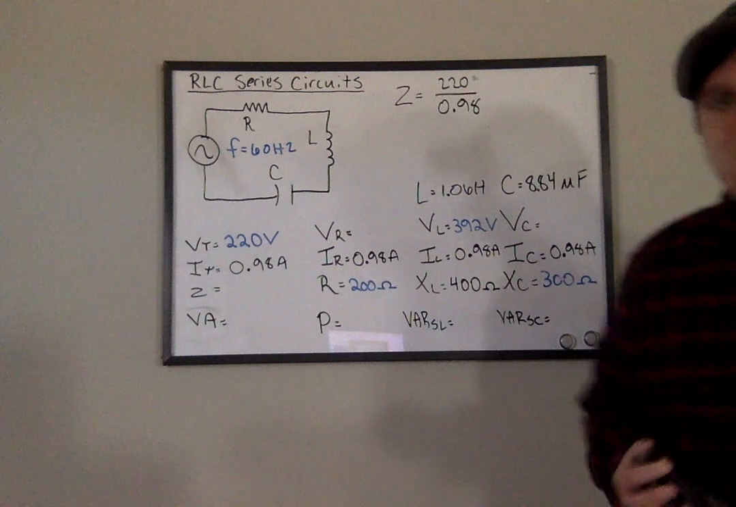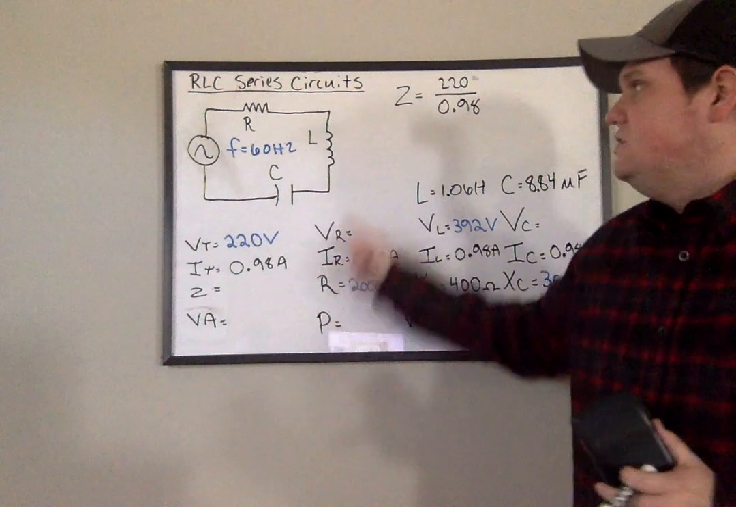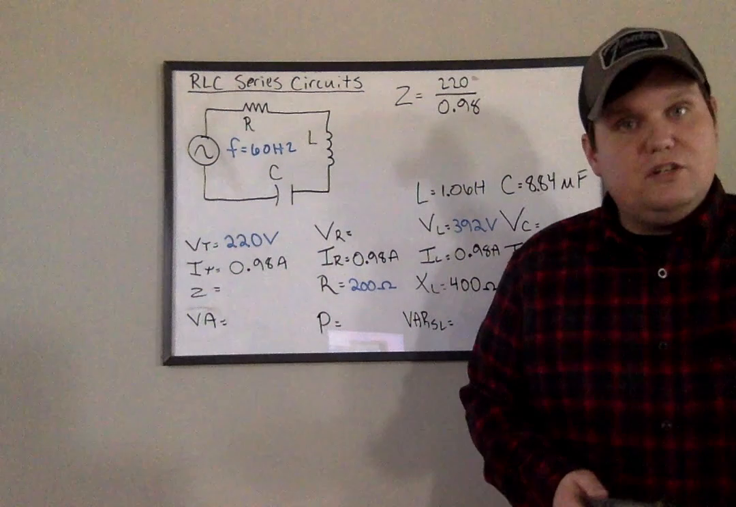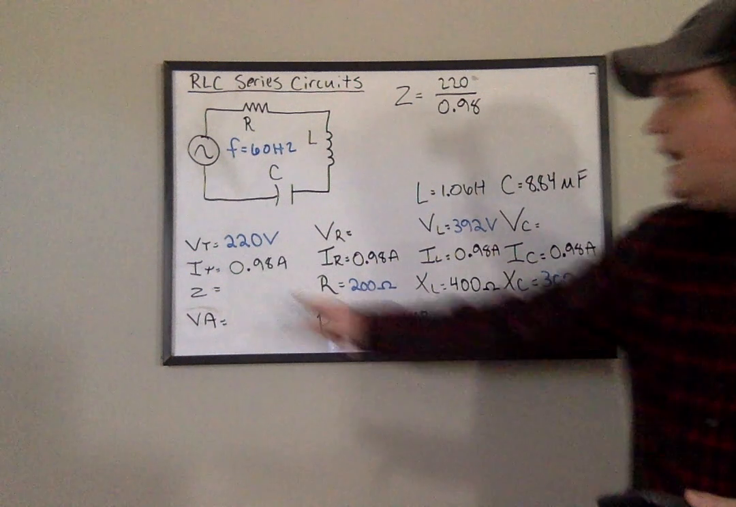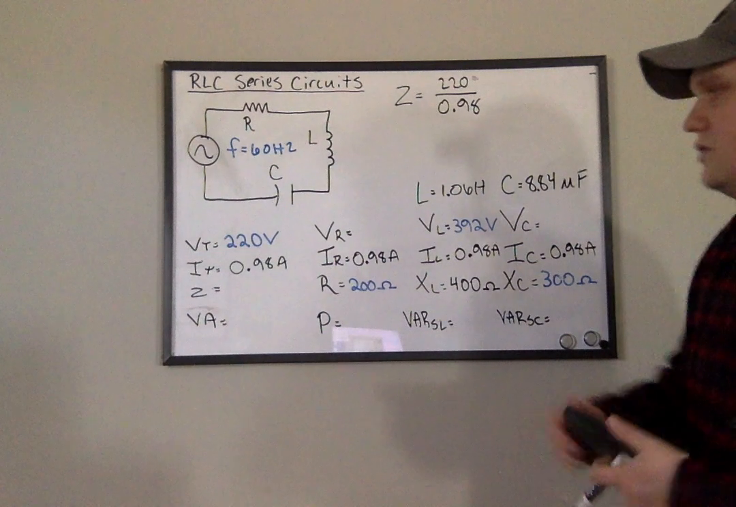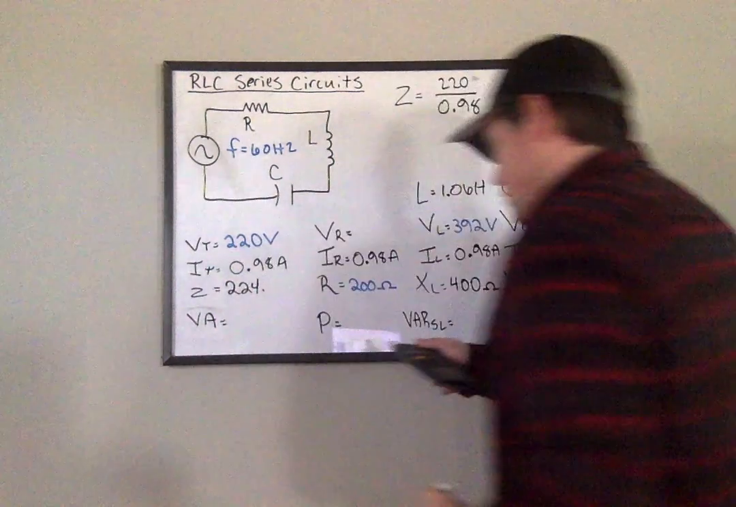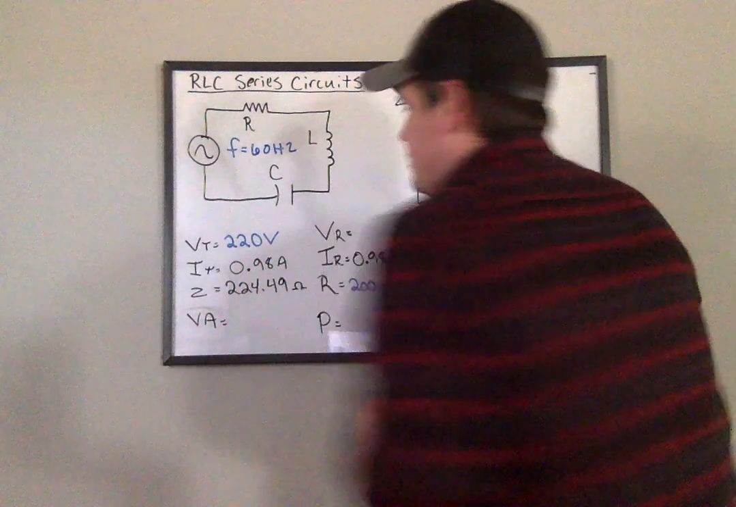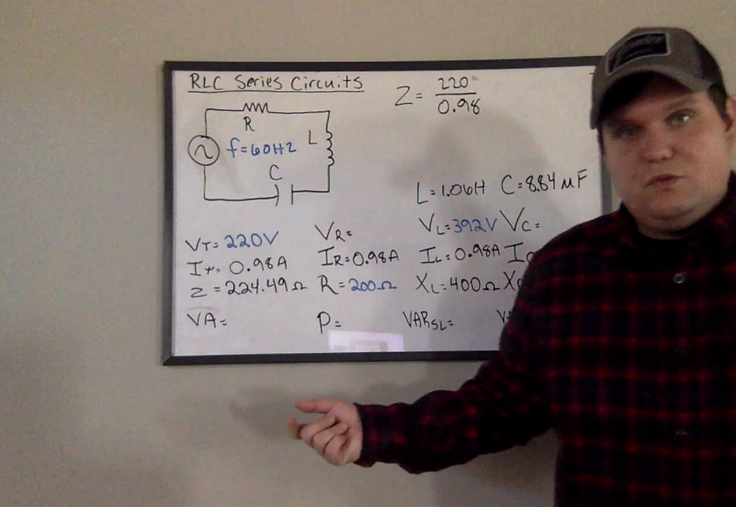So 220 divided by 0.98 will give me my impedance, which is the overall current limiting property here in the circuit. And we'll go back and check ourselves here in just a few. So 220 divided by 0.98, that's going to give me 224.49 ohms. All right, so I'll give y'all just a second. If you want to pause it, make sure you get these values, okay?